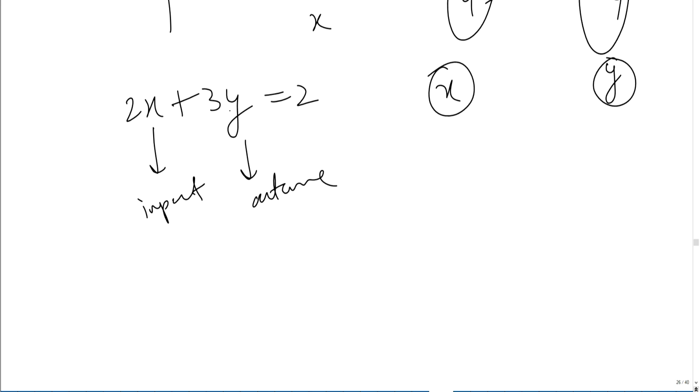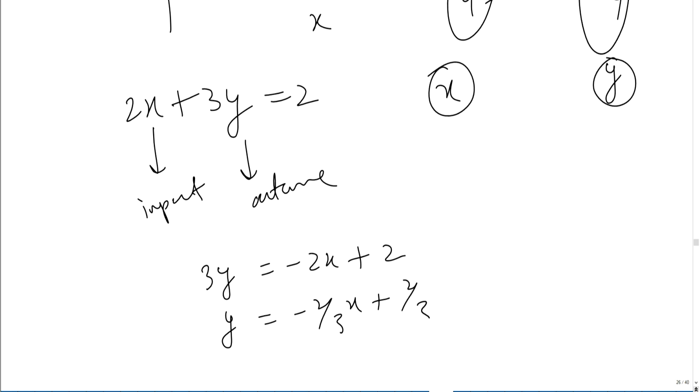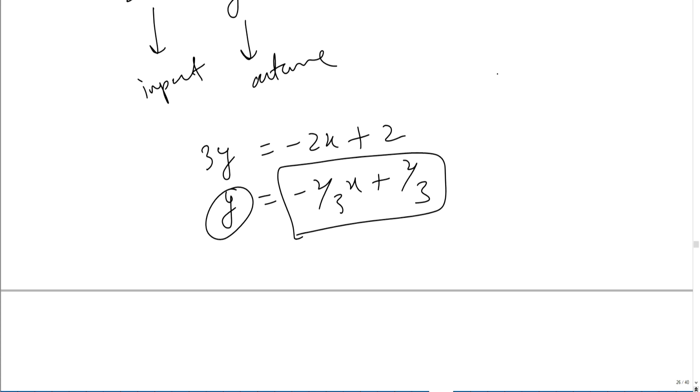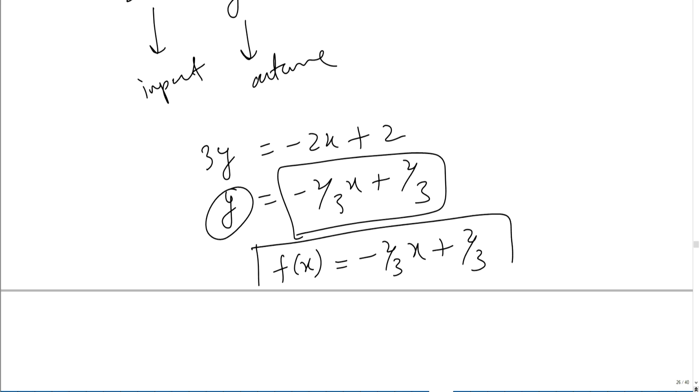How? So, first write this equation in form of y. So, 3y is equal to minus 2x plus 2, y equals minus 2 by 3 x plus 2 by 3. Okay. So, outcome variable is equal to minus 2 by 3 x plus 2 by 3. So, this gives you the relationship between outcome and input, right. So, you can write this as a function. So, you replace y by f of x. So, this becomes f of x equals minus 2 by 3 x plus 2 by 3. Okay. So, now this is a function of x.